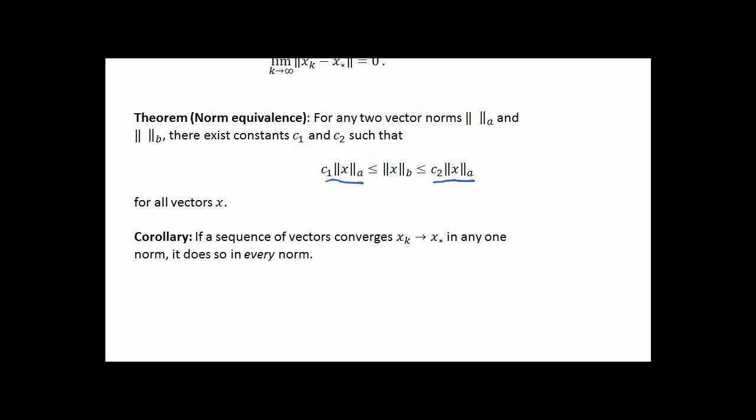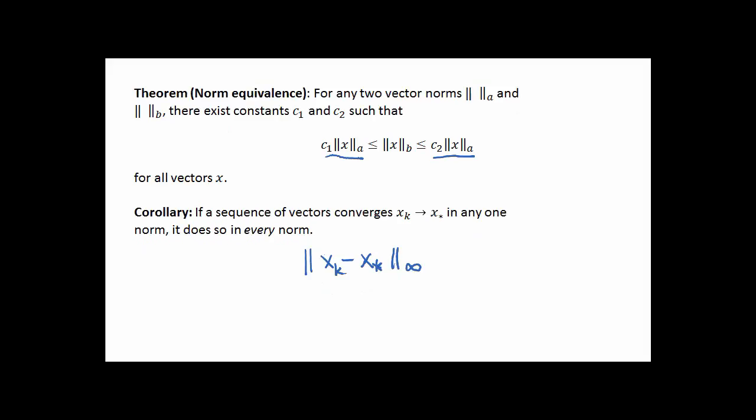And one of the things that makes that particular result so useful is that if we look at the infinity norm, if we know we have convergence in any norm, then we have convergence in the infinity norm. I'm sorry, this is xk and this should be x star. So that means that the maximum over all entries, the maximum difference over all entries also goes to 0.